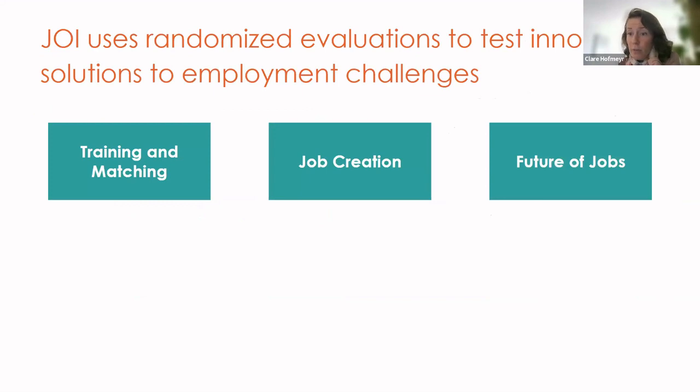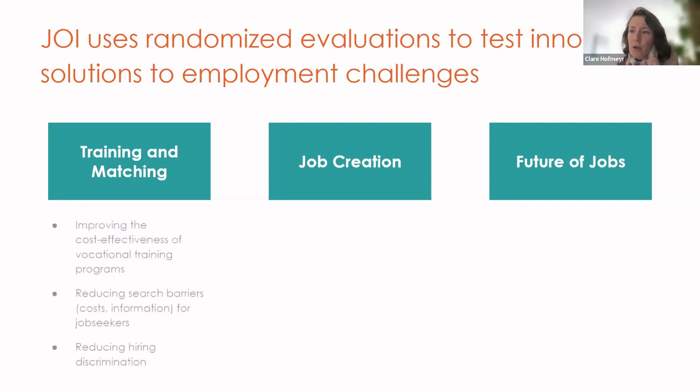So let me just give you a bit more information about each of those initiatives. JOY's research priorities are job training and matching, job creation, and the future of work. It might help to give you a few examples of the kinds of questions they're interested in. For example, under training and matching, questions are around improving the cost effectiveness of vocational training programs, reducing search barriers for job seekers, and reducing hiring discrimination.